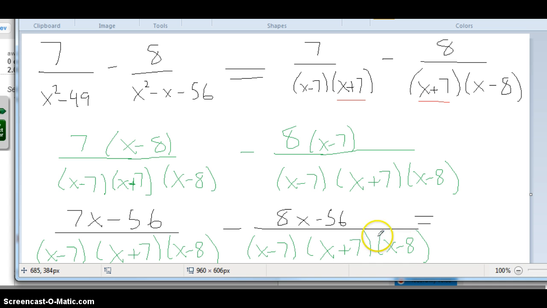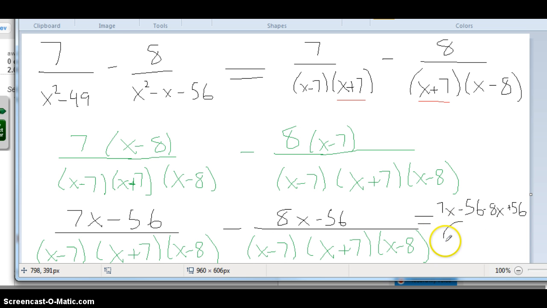And I wrote out the subtraction bit here. So 7 times that, you get 7x minus 56. 8 times that, you get 8x minus 56. So do the subtraction, make sure you're subtracting each part. So we're minusing 8x. We're going to have 7x minus 56. And then we minus 8x. But we minus a negative 56. So we end up actually adding that 56 because we minus the negative. And the bottom stays the same.